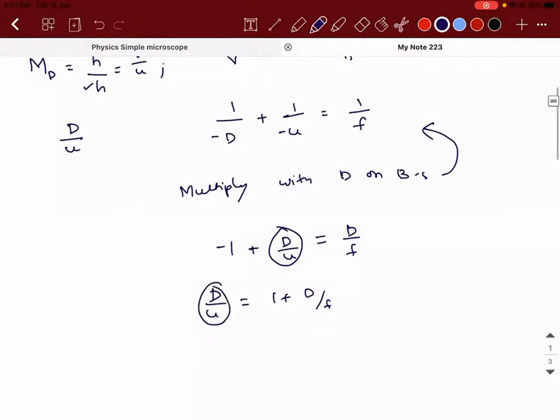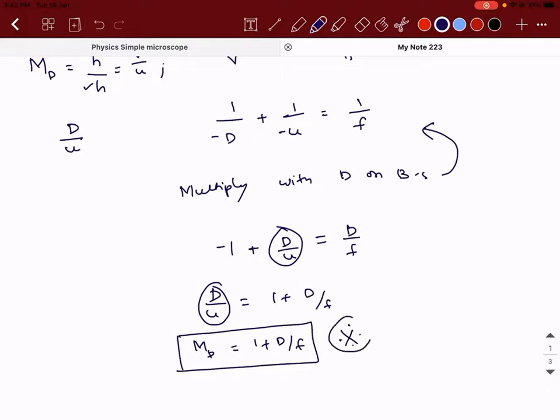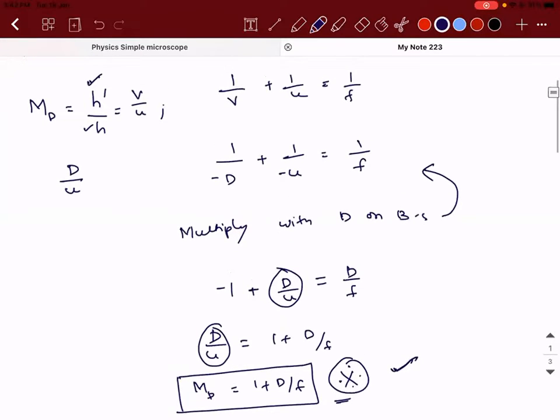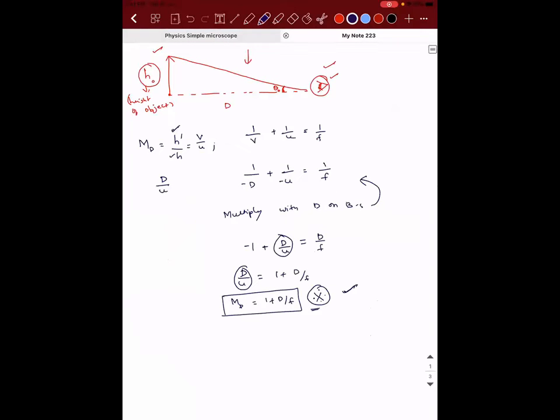But what is D by U, guys? It is the angular magnification. So angular magnification in the case of a simple microscope will be 1 plus D divided by F. Okay. So this is the derivation for the angular magnification of a simple microscope. So I want you all to make a note of it. While noting it down, if there is any doubt, get it clarified. If any of the points is not clear, please get it clarified.